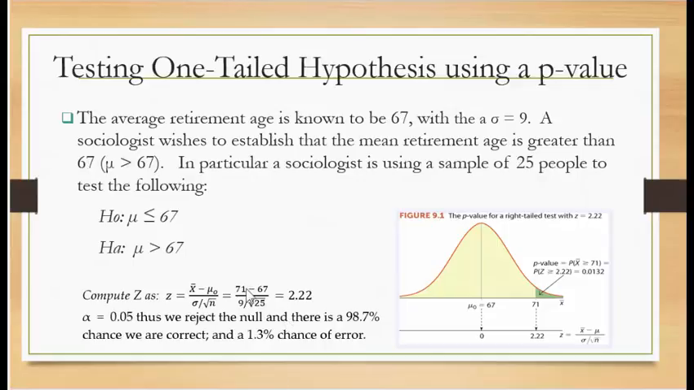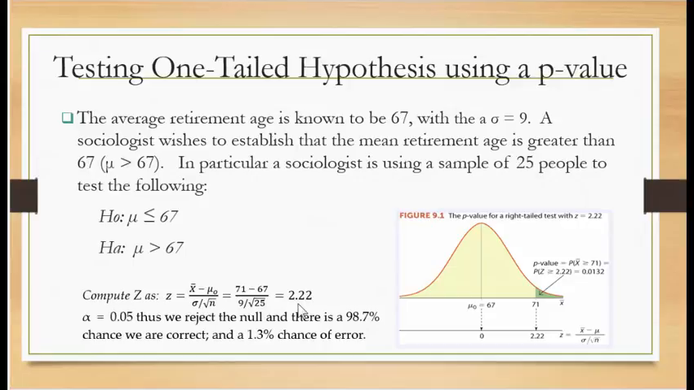So he finds out, in his sample of 25 people, that his average is actually 71. And so he subtracts 67 from that, and he divides by 9 divided by the square root of 25, because he has a standard deviation of 9, but he has to account for the fact that he has this small sample of 25. So when he does this, he gets 2.22.